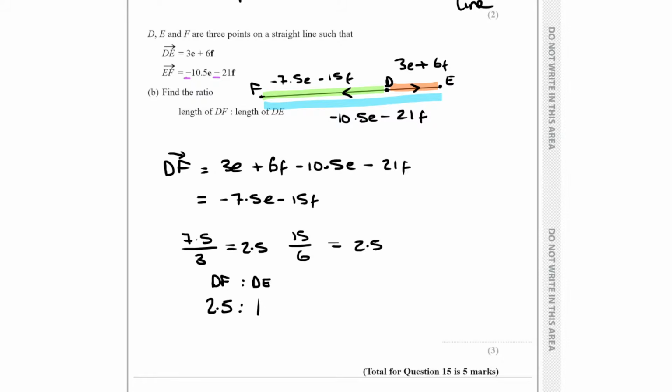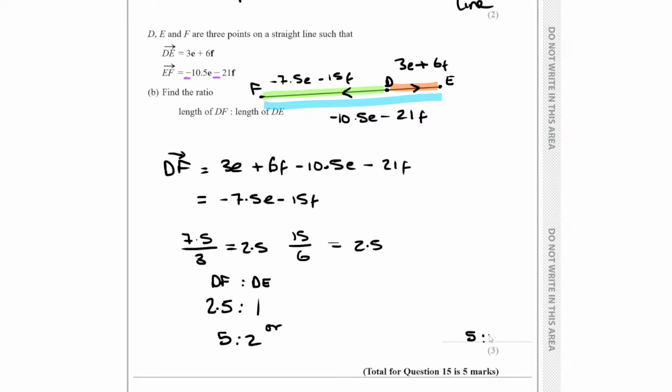Now, do they accept that? It doesn't say it needs to be a whole number, does it? It doesn't say that they need to be integers. This question 15, yep, they said they would allow this, or if you want it as whole numbers, as integers, it'd be 5 to 2. So any equivalent is fine, as long as it's in a ratio and you've got the correct things on the right side of it. The bigger one should be on the left. And that's fine.